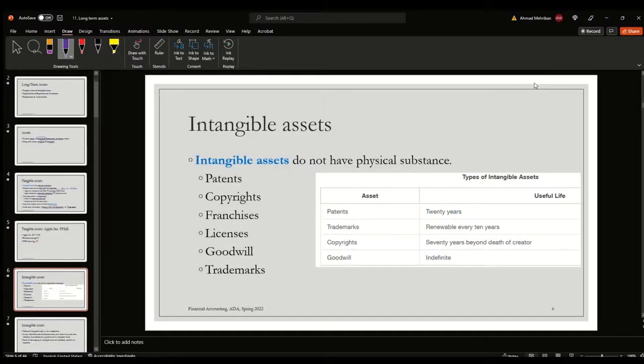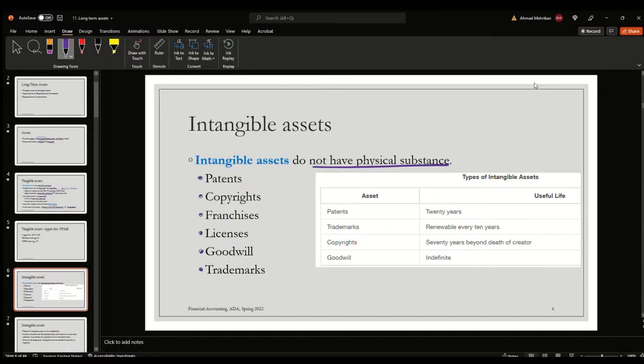Intangible assets, on the other hand, we are less familiar with. We haven't talked about them that much. Intangible assets have no physical substance whatsoever. The examples are patents, copyrights, franchises, licenses, goodwill, and trademarks. I'm pretty sure you're all familiar with these words. You've heard somewhere in the news about patents, copyrights, and franchises. But let's tackle them one by one and see what they exactly mean.